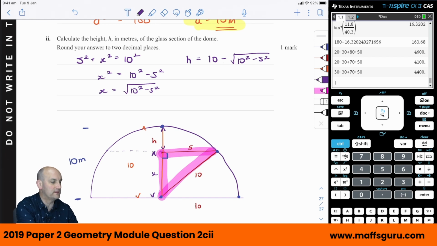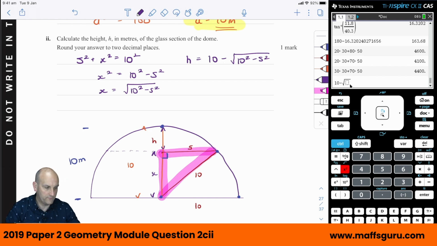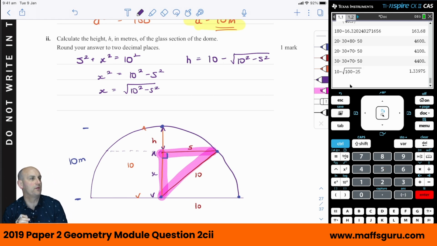So let's put this into my calculator. 10 minus, please, the square root of, we can do those in my head, 100 minus 25 gives me the value of 1.34. So we know that h is 1.34 meters. Remember, it says to 2 decimal places.